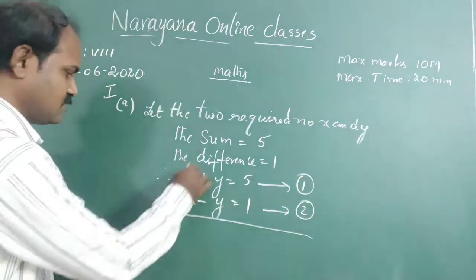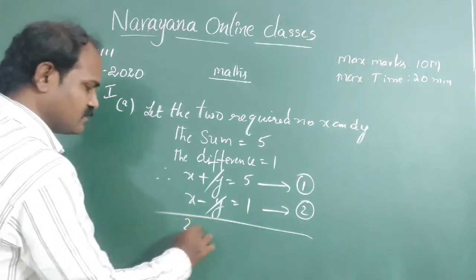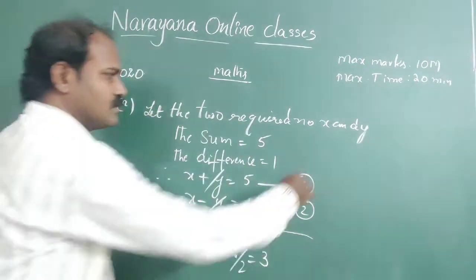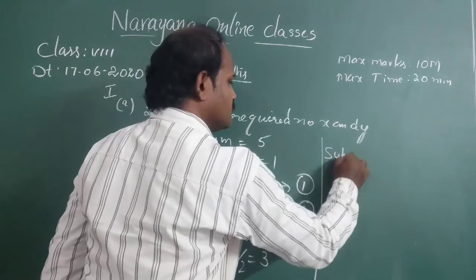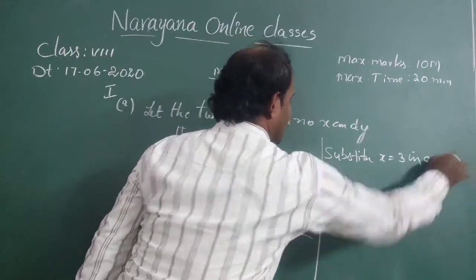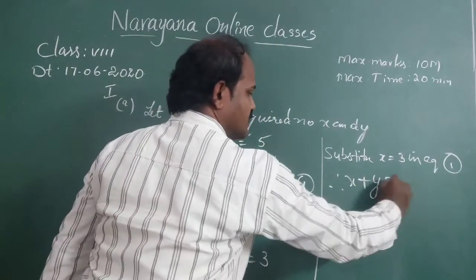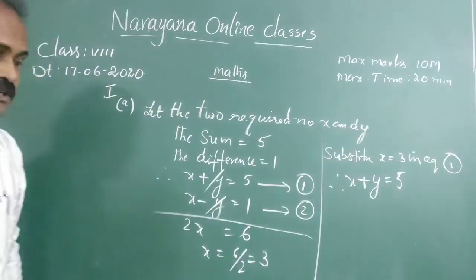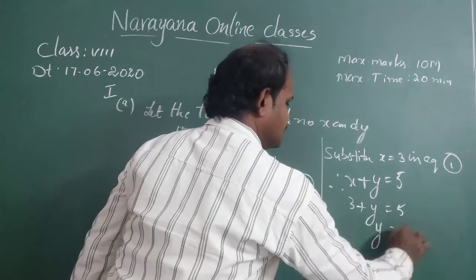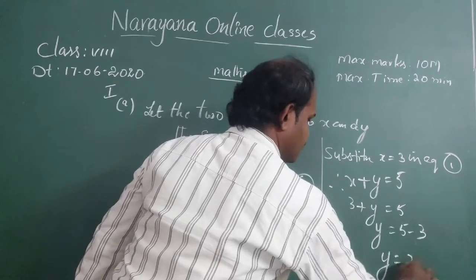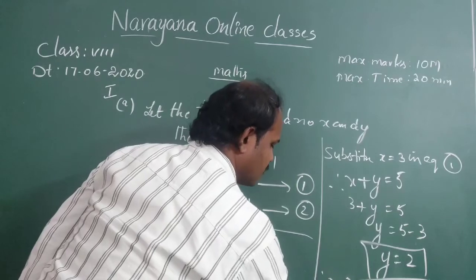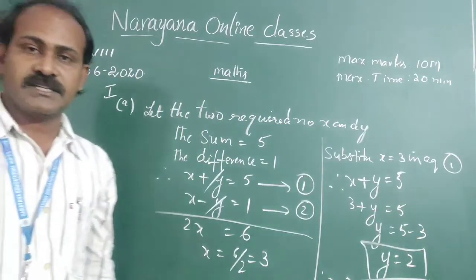On solving these equations, plus y and minus y get cancelled. 2x is equal to 6. x is equal to 6 by 2, that is equal to 3. Substitute x is equal to 3 in equation 1. Therefore, x plus y is equal to 5. Substitute x value: 3 plus y is equal to 5. y is equal to 5 minus 3. y is equal to 2. So, x is equal to 3, y is equal to 2 are the required answers.